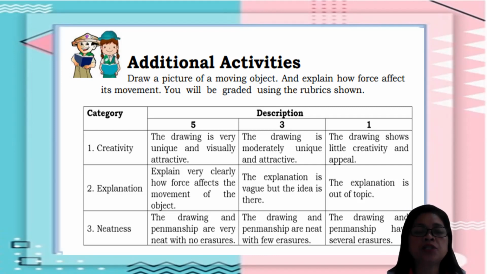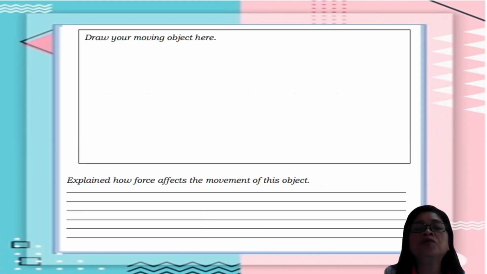For neatness, if the drawing and penmanship are very neat with no erasures at all, 5 yan. 3, if the drawing and penmanship are neat with few erasures. Neat pero may kakaunting mali-mali. And 1, if the drawing and penmanship have several erasures. All right. So draw your object here, then your explanation below.